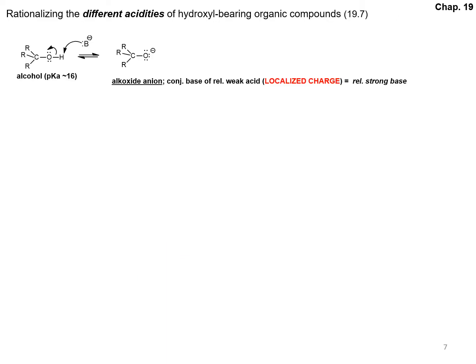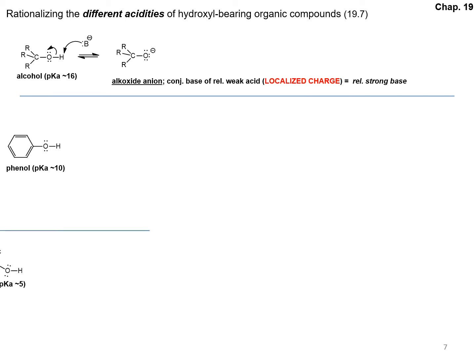The functional groups you've encountered thus far that contain hydroxyl substituents are alcohols, phenols, and carboxylic acids. They each have a different pKa. Alcohols are the least acidic, and carboxylic acids are the most acidic. On this slide, we'll use the concept of charge delocalization to explain the difference in acidities of these OH groups, and also the difference in basicities of the corresponding conjugate bases.